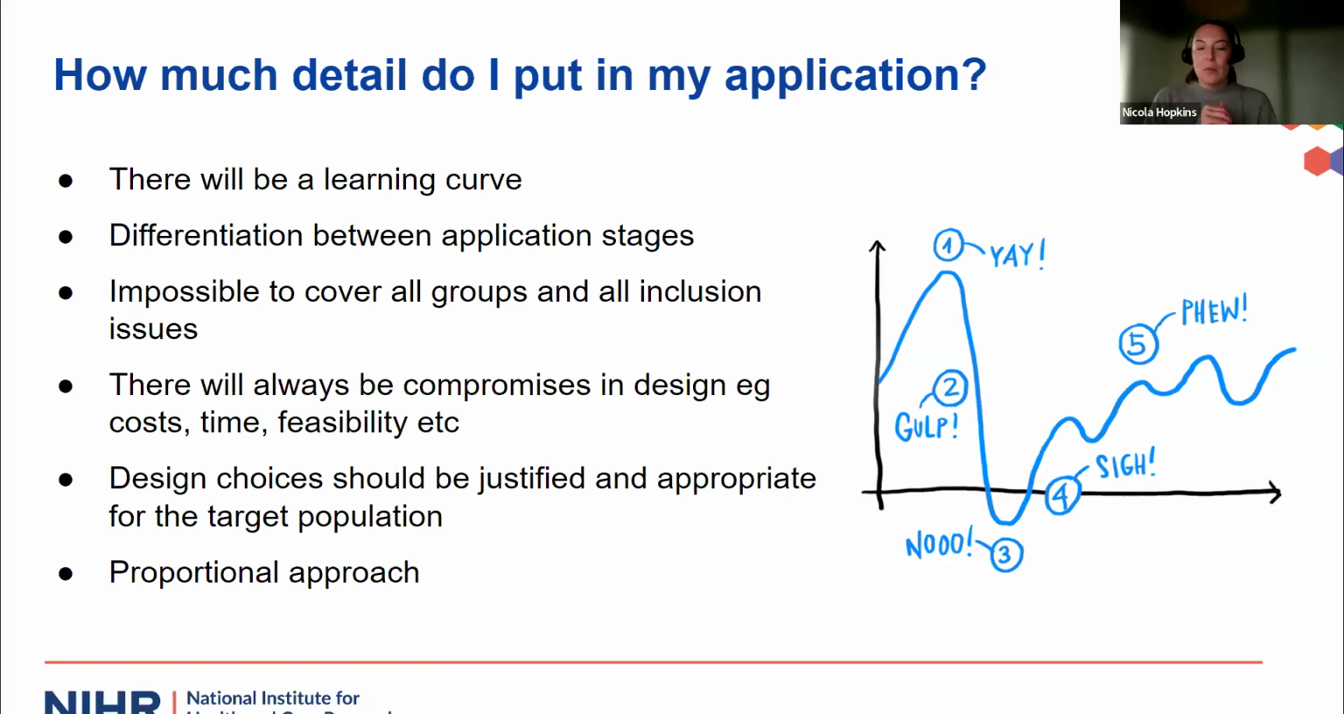We will be factoring in proportionality, and we want researchers to be thinking about proportionality as well. So consideration should be given to the size of the award, the duration of the award, the career stage, and other relevant factors like that. For example, we wouldn't be expecting the same volume of inclusive design elements in a short pre-doctoral award as we would in a large multi-site, multi-study trial.